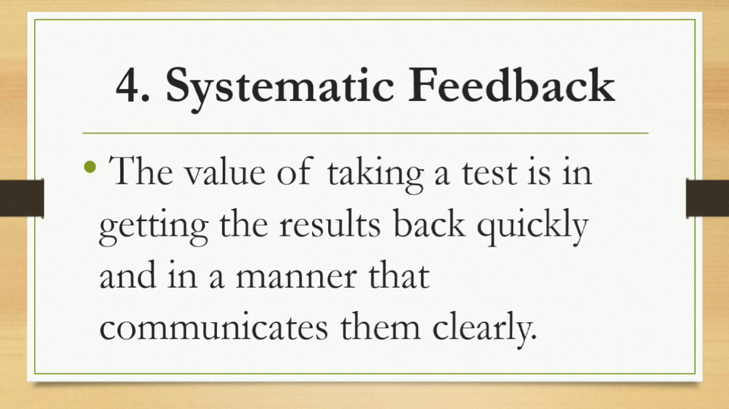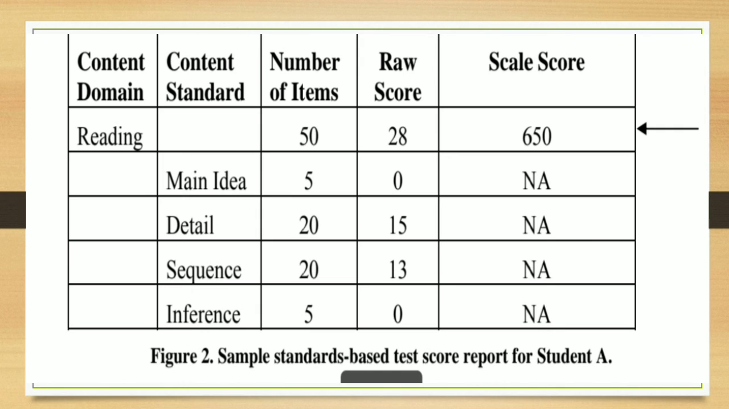Next is systematic feedback. The value of taking a test is in getting the results back quickly and in a manner that communicates them clearly. Just like in this example, the sample standards-based test score report for student A. This kind of systematic feedback is score-based. As you can see, there are scores.